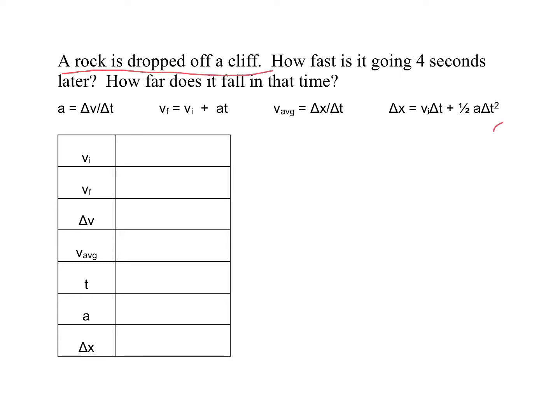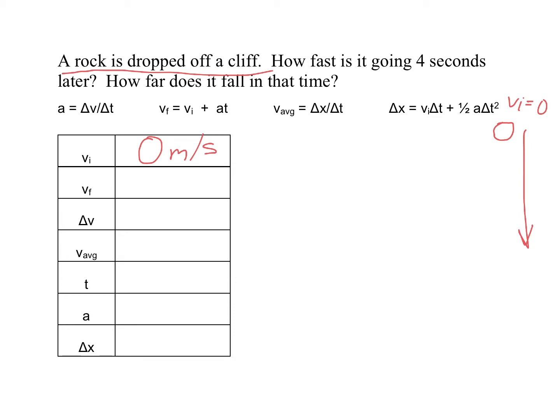So anytime something is dropped, it is not starting with any speed. We would say its initial speed, VI, is 0 because you're not throwing it, you're just releasing it. So I'm going to fill in here, VI is 0 meters per second. That's the starting speed. Now, gravity is going to cause this rock to accelerate downward.